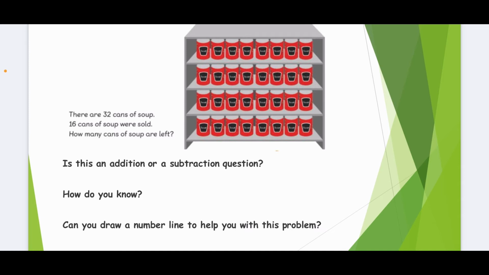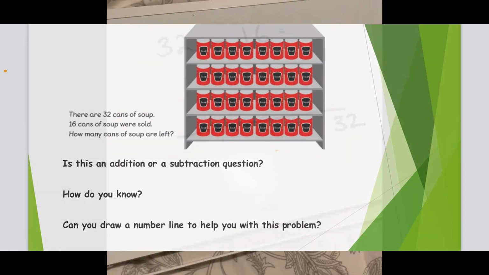So is this an addition or a subtraction question? How do we know? Can you draw a number line to help you with this problem? So there are 32 cans altogether, but 16 of the cans were sold. That means they were taken away. So how many cans are we left with now? So we need to do 32 take away 16. Can you do this using a number line? Let's work it out together.